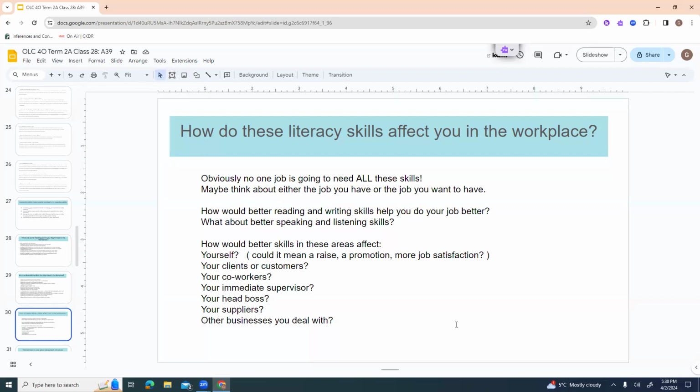How would it affect your immediate supervisor or your head boss? How would it affect your suppliers, the people that you're buying things from? What about other businesses that you deal with, or unions you may be involved with, or business groups you may be involved with, like chamber of commerce coalitions and things like that?